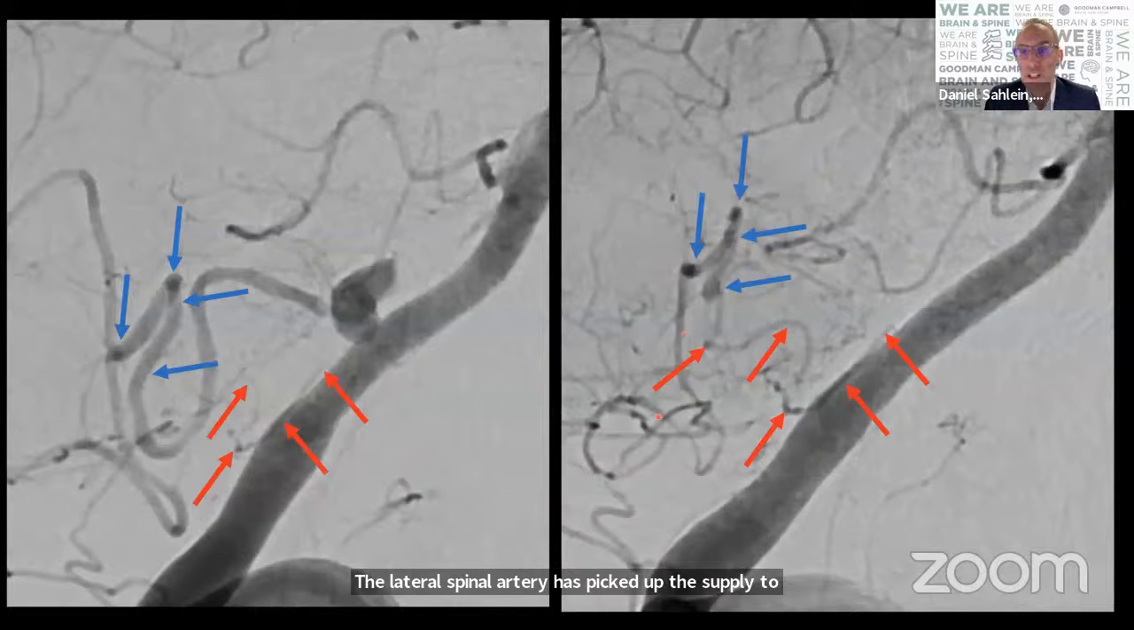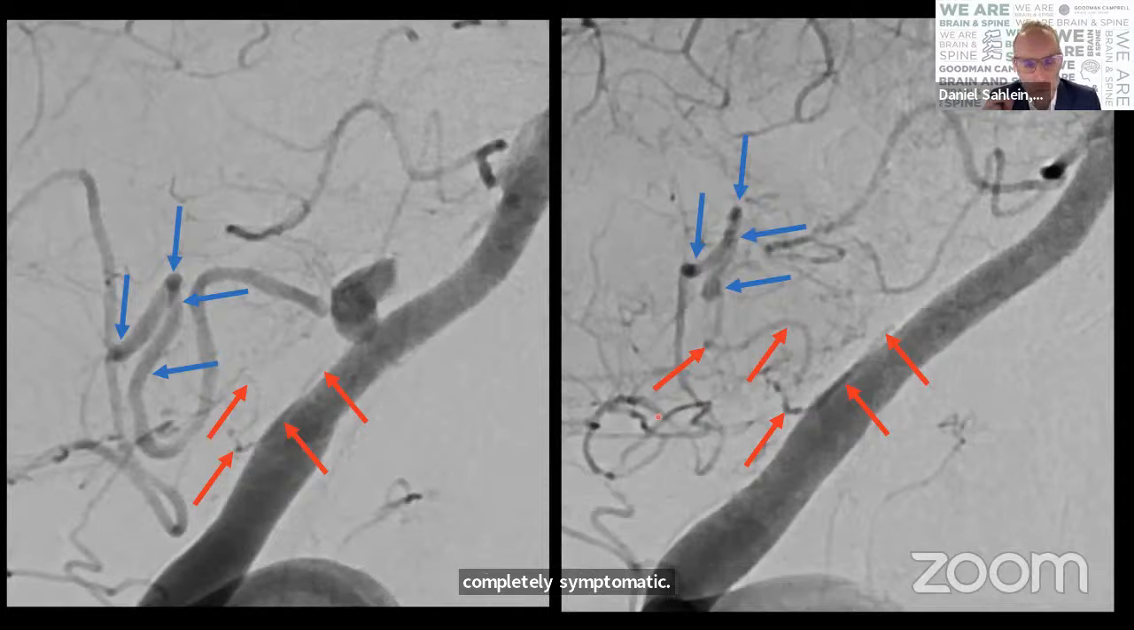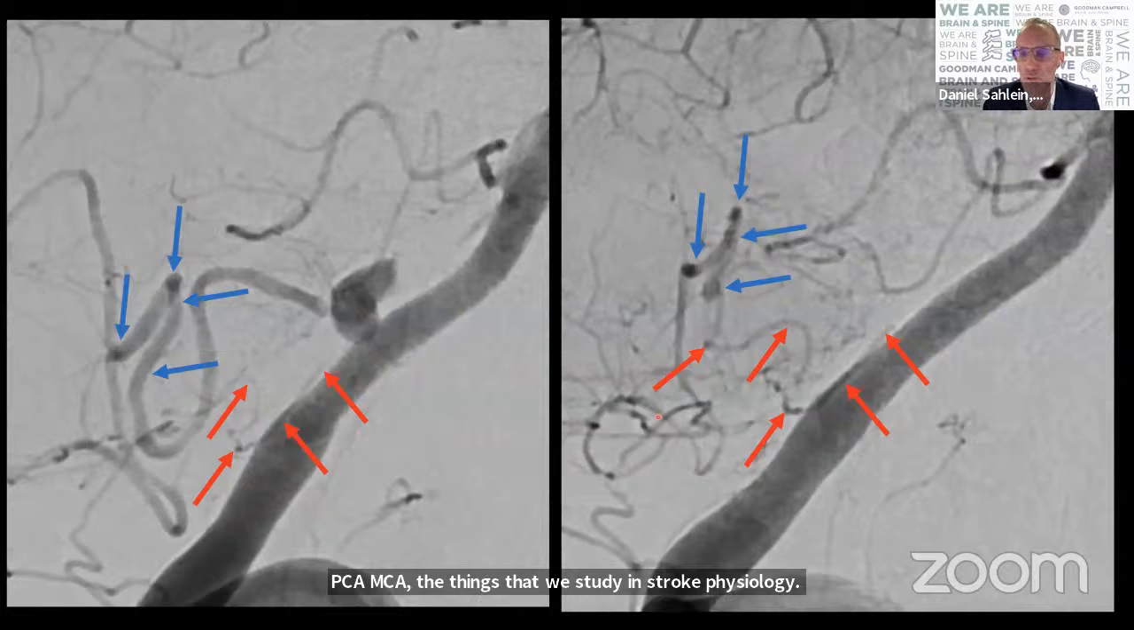And so there's pial collateral potential that goes far above and beyond just the classic pial collaterals that we think of as ACA, MCA, PCA, the things that we study in stroke physiology and that we think of as creating a therapeutic window for thrombectomy in cases such as this. And you can take advantage of these in a staged procedure for curing a complex wide-neck aneurysm.